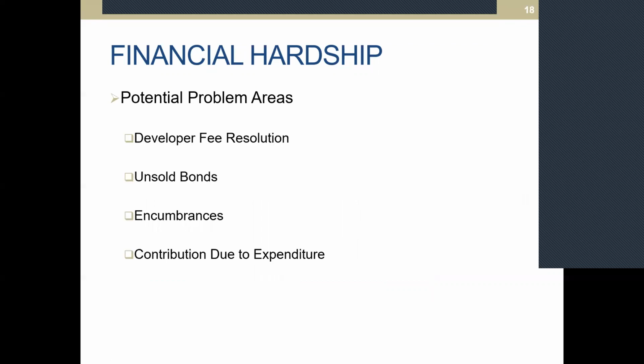Okay, some potential problem areas can deal with the developer fee resolution, any unsold bonds, if the district has any bonds that they've issued within a period of time, potential encumbrances where their district may have issued or indicated encumbrances for some that were not eligible, and again, that contribution due to expenditure. And we'll go through each one of those to kind of give you a better idea of what we're talking about.